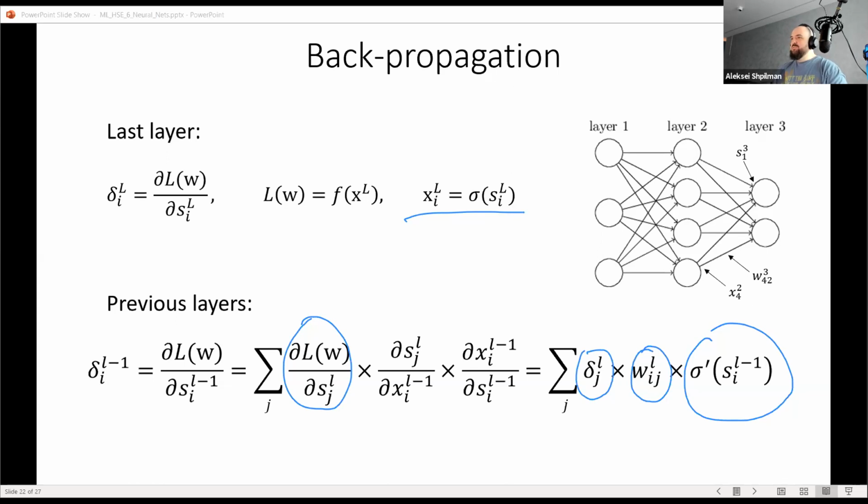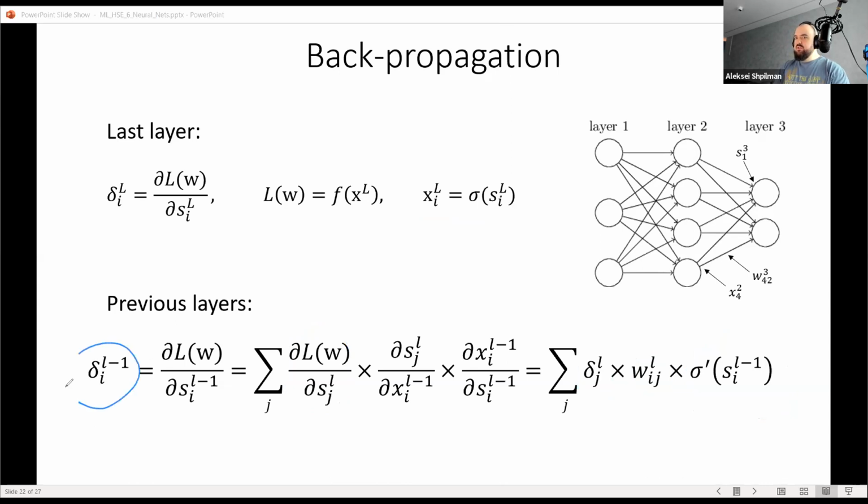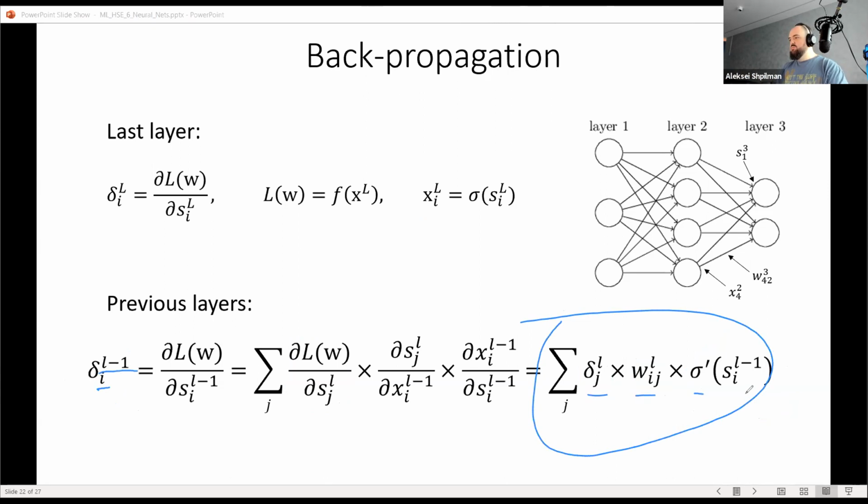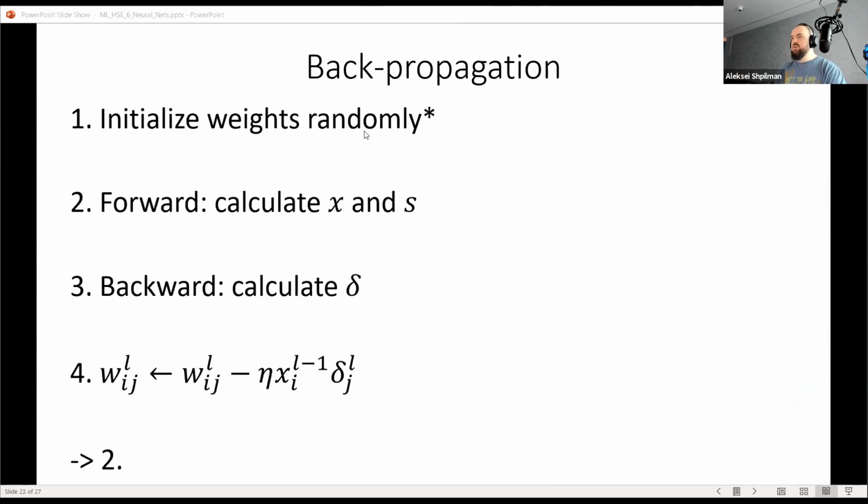Okay, so in that way, we show that we can calculate all the deltas for every layer if we go back. We start from the last layer, calculate the deltas, and then propagate them back using this simple formula. To calculate the delta of this, we just sum up delta times W times the derivative of sigma of S.